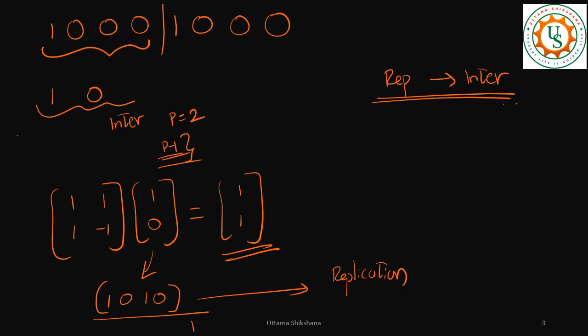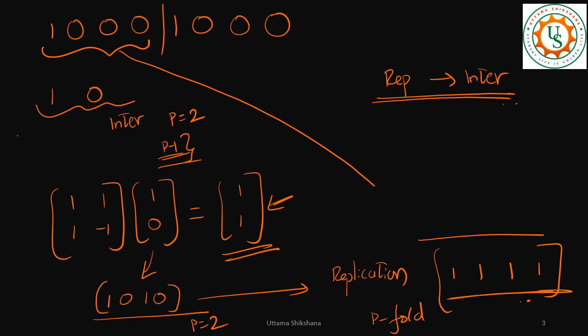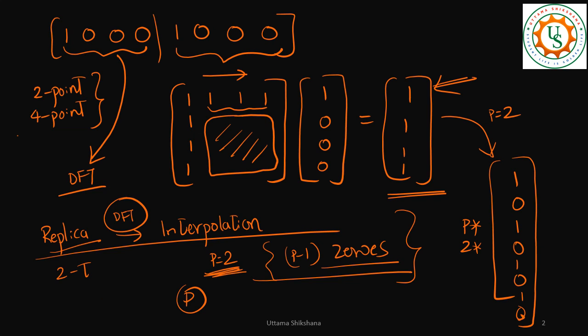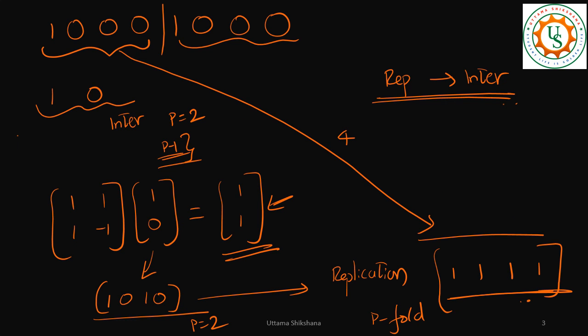So here the interpolation factor p is equal to 2, and the replication should happen p fold. So what will be my output then? My output is 1 1, and p fold means 2 times, so again 1 1. This is my output, right? This is exactly what we saw. If I take the 4-point DFT directly, I would also get all ones, as we saw in the previous slide. Now the same property holds good.